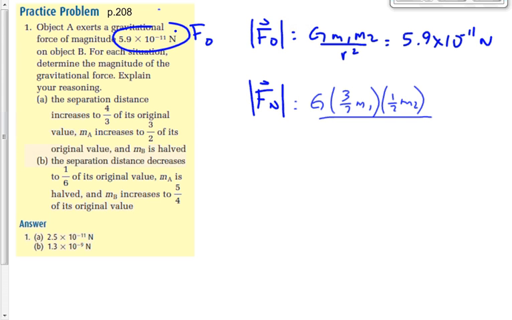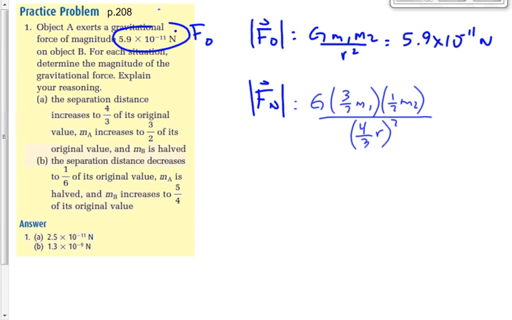And my distance, which was represented by r, is now 4/3 of what it was. So instead of being r squared, it's going to be 4/3 r squared. And you've got to remember to put that 4/3 inside a set of brackets. This is what my new force is. This is what my force becomes after I make changes to it.